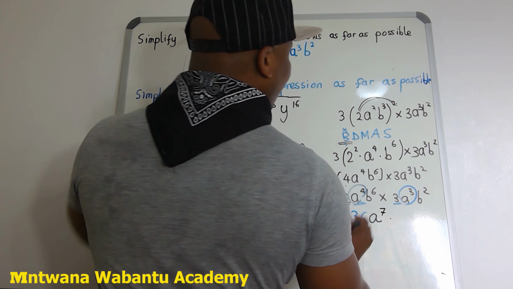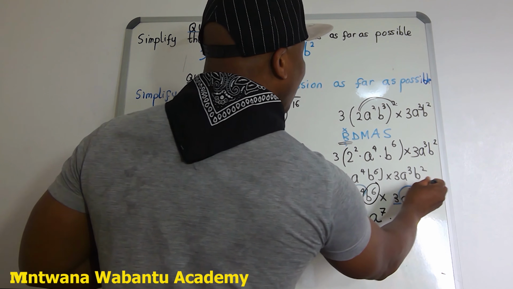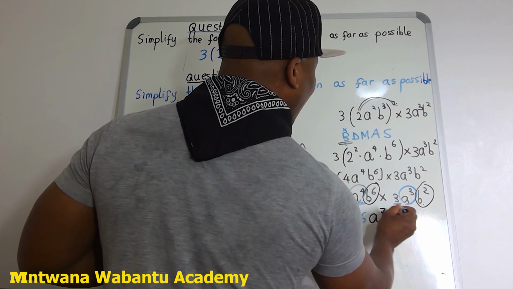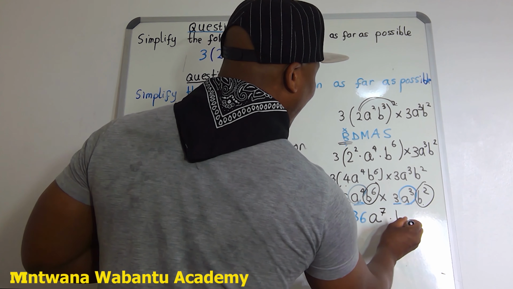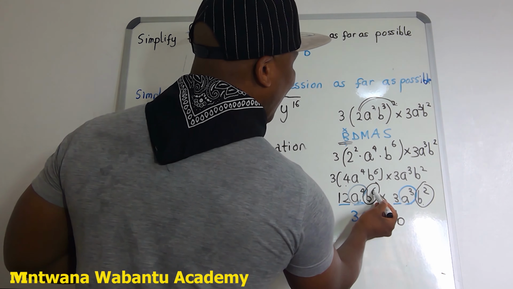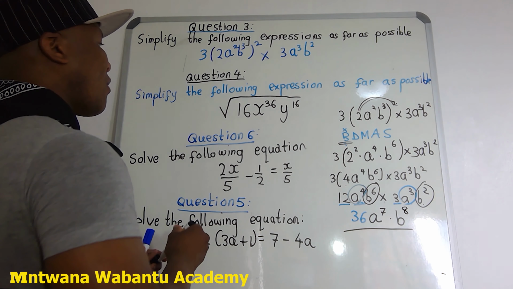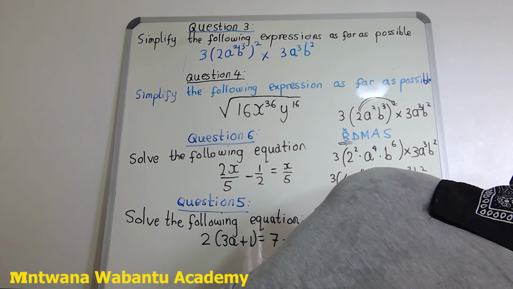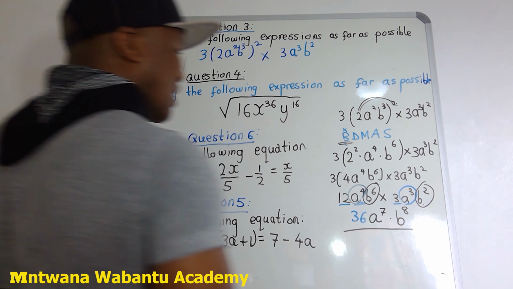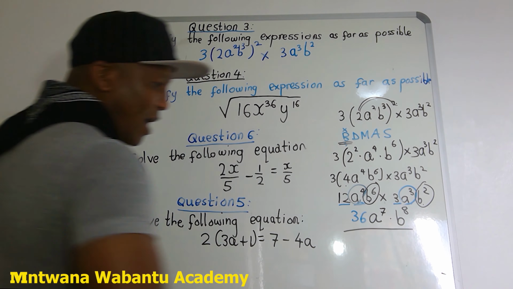Now we go for B. This is B power 6 and this is B power 2. So base are the same. We don't have to write two base. I write only single base, and because there's a multiplication, so I can add the power. 6 plus 2 equal to 8. So this is going to be our final answer for this question. You see what I'm saying? So 36 A power 7 and then B power 8.